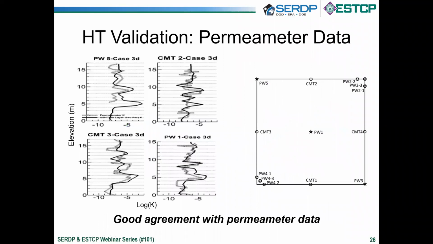Next, we also compare the delineated hydraulic conductivity at the well location versus the permeameter measurement of hydraulic conductivity done at several locations. The light color line shows the result from the permeameter measurement in the lab. And the solid line represents the inversion result from the hydraulic tomography. And in general, you see a reasonably good match with the distribution of hydraulic conductivity with depth.